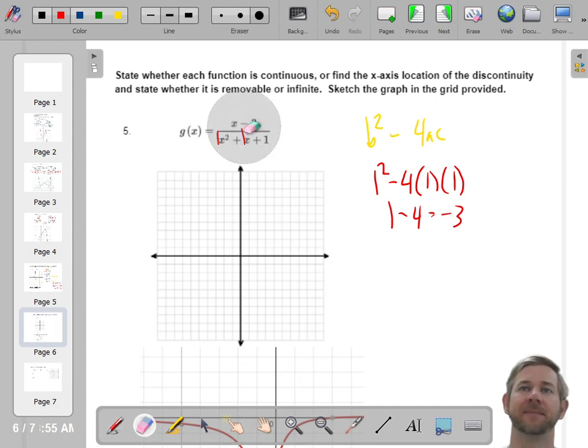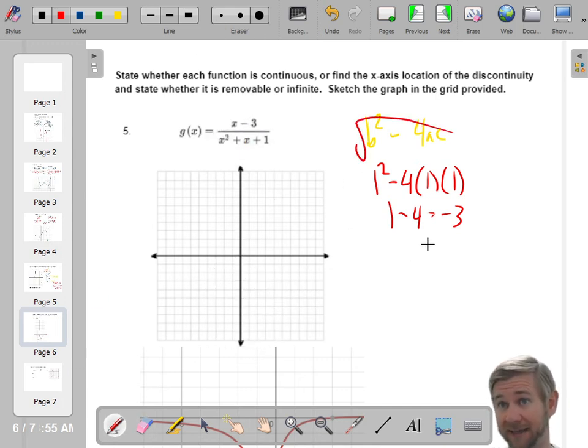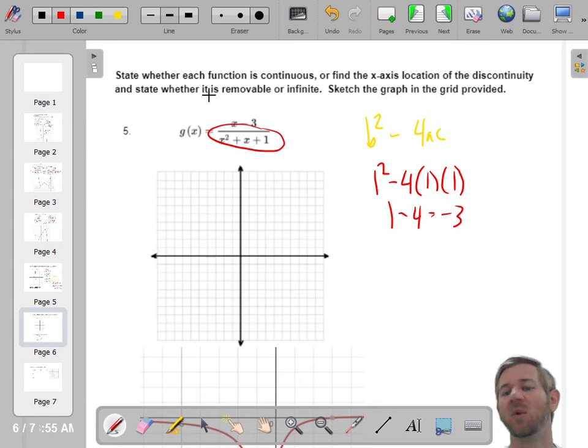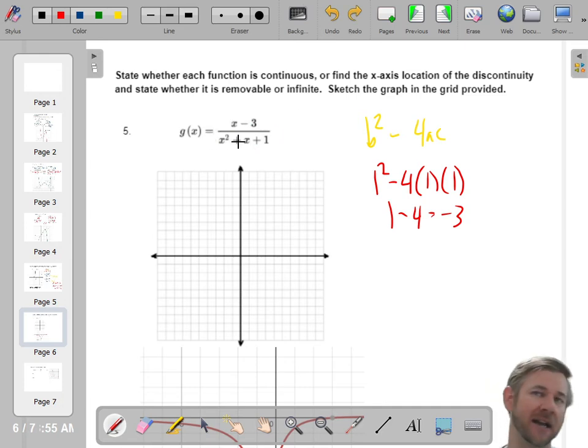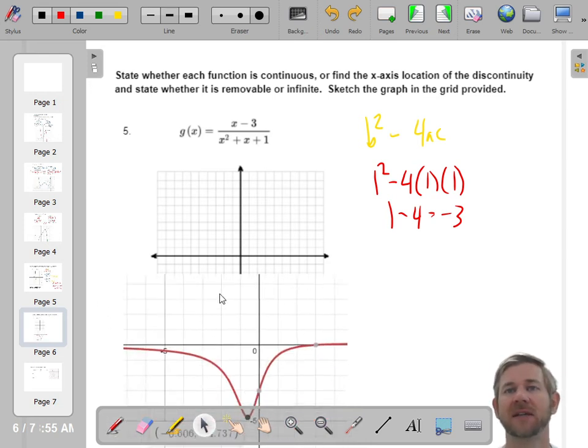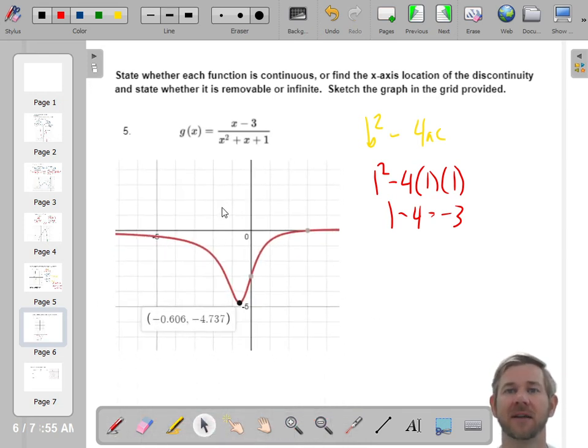Oh, I know what's going to happen. If you do the quadratic formula, you're going to have to take the square root of that, and the square root of negative 3 is imaginary. So there are no real zeros. This denominator will never be 0 with a real number, which means I don't need to worry about it. If the denominator can't ever be 0, then you can't have a discontinuity, which means this function is probably continuous. And if you look at the graph, it is continuous.